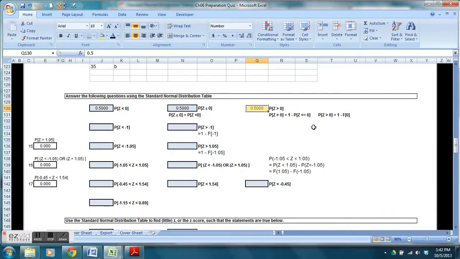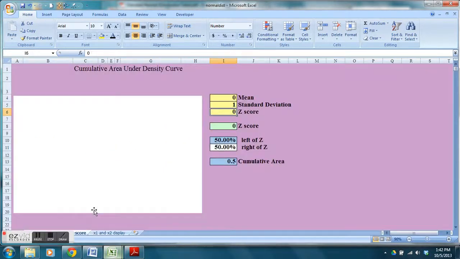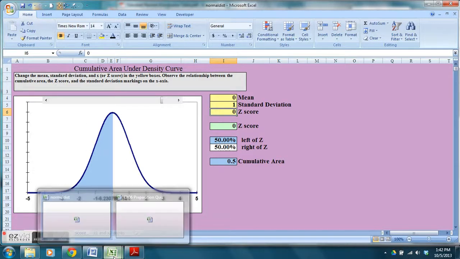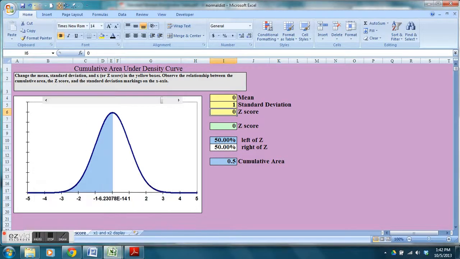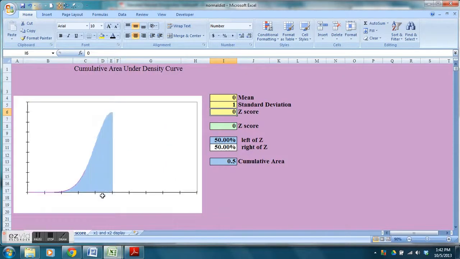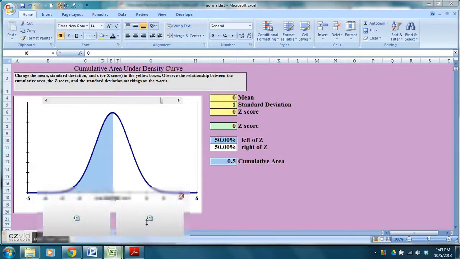Looking at the graph, we understand why the probability of z being greater than 0, that's the white area in the curve, is 50%. It's a normal distribution. But most of the time it's not going to be the mean. You're not going to find the mean right here, so it's not going to be a straight even 50. You're not going to be able to look at the graph and say, oh, that's 50%.